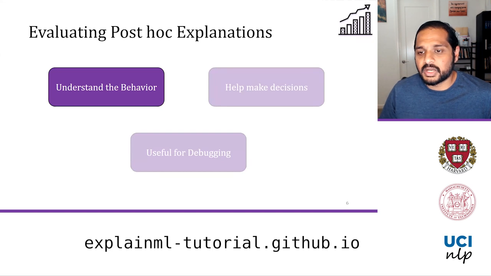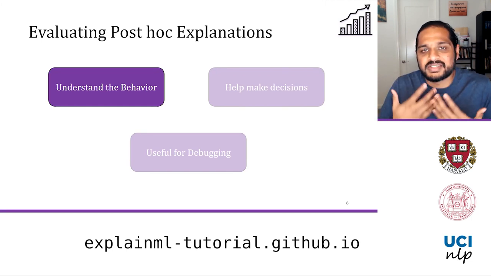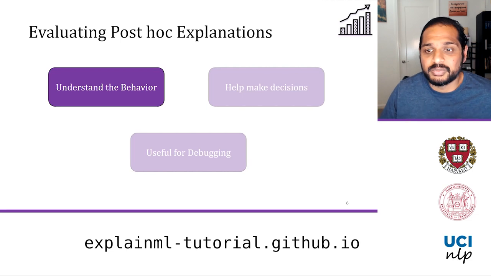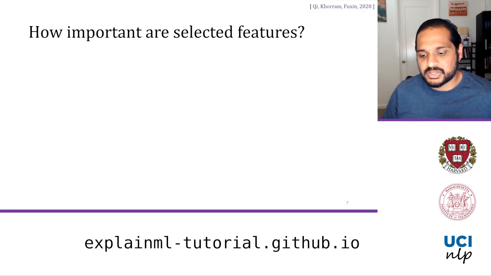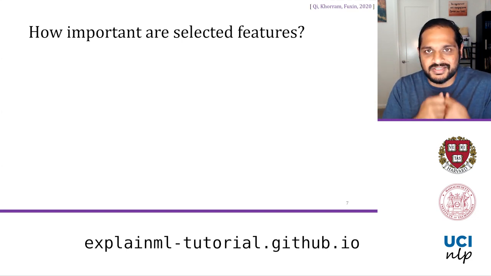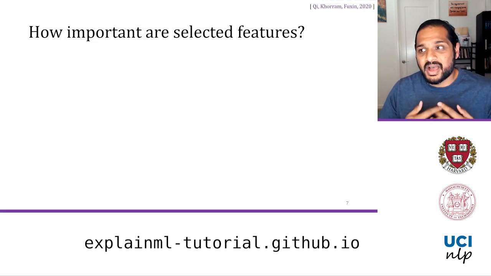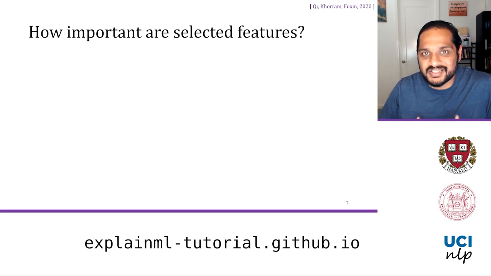So with the first one, the question is whether the user understands the behavior from the explanations, or if you don't have a user, then the question is, does the explanation correspond to what the model actually does? So one of the main questions that comes up is, well, if you're selecting features and claiming that they're important or not important, how can we make sure that the features that are selected are actually important to the model?